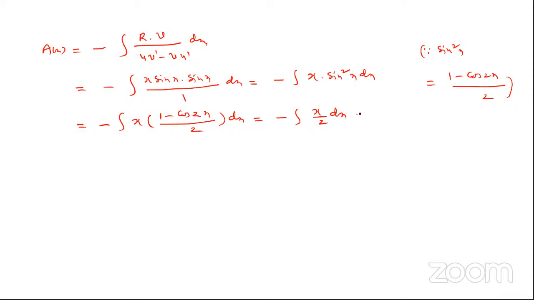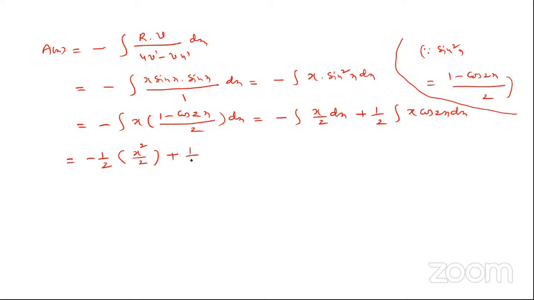Next, minus into minus plus 1 by 2, a constant, put outside: integration of x into cos 2x dx. So this is once again minus integration of x by 2 dx, minus into minus plus 1 by 2 into integration of x into cos 2x dx. Now evaluate the first integral, minus 1 by 2 integration of x dx. What is integration of x? Integration of x power n is x power n plus 1 by n plus 1, so x power 1 plus 1 by 1 plus 1, that is x power 2 by 2.